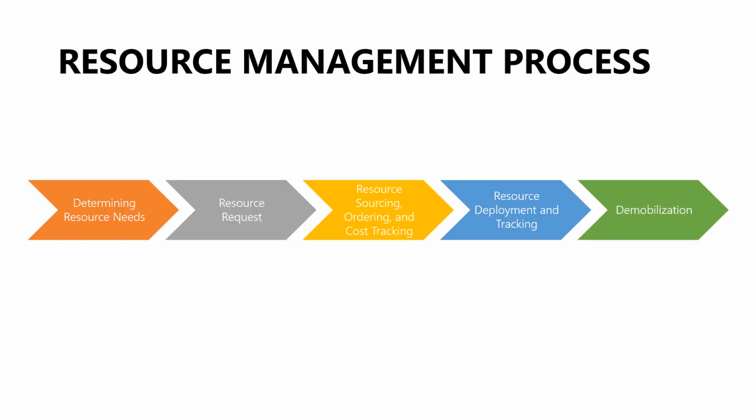So our resource management process is fairly simple. We start with determining what resources are needed. We request those resources using a 213RR. We then have our logistics section ordering that resource. They're finding it and starting to track the cost of that resource. Then we're deploying that resource, getting it out in the field, and tracking that resource there. And then when we're all said and done and no longer need it, we're demobilizing the resource. So, a cradle-to-grave process.